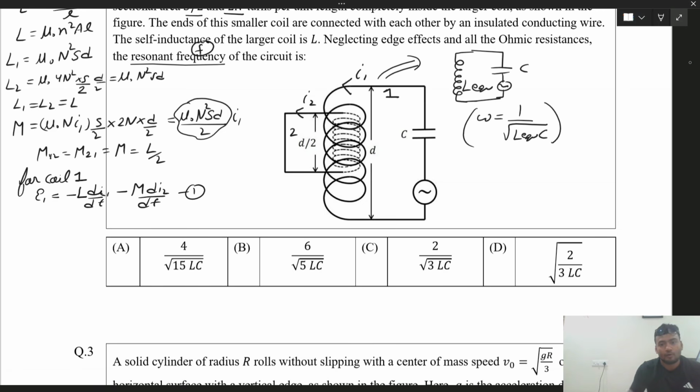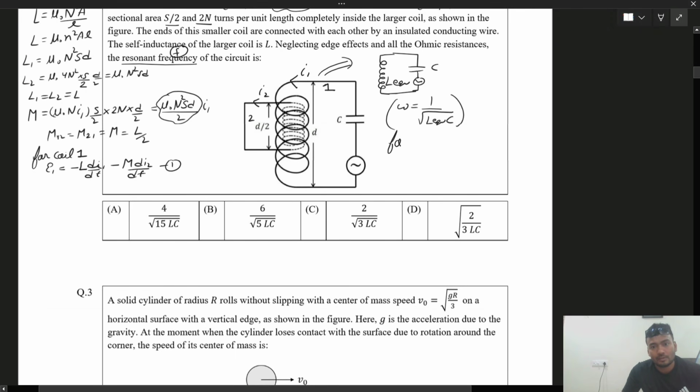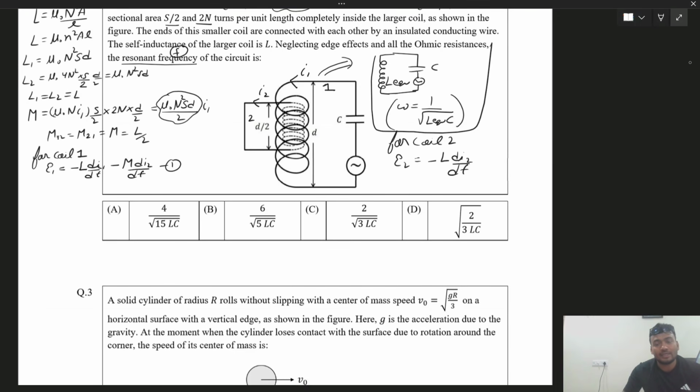Now for coil 2, where will we write it, beta? Let me write it here. For coil 2, minus L dI2 by dt because it is carrying current I2, and then minus M dI1 by dt. Now the interesting fact is this inner coil is shorted. Look, you have connected both ends here. So the EMF induced in it will be zero.